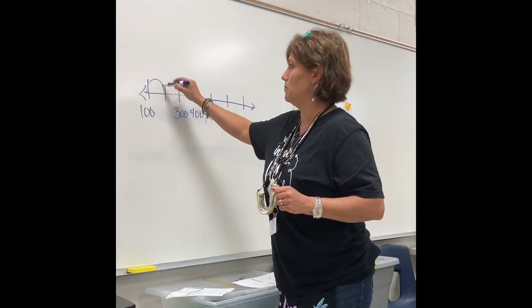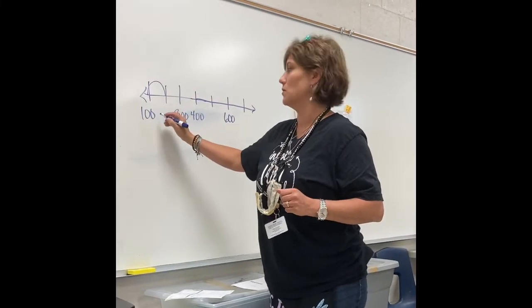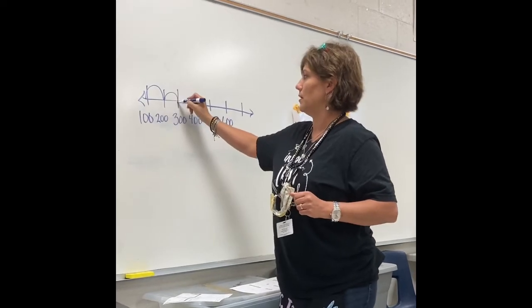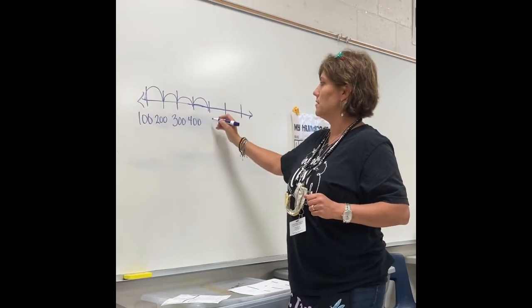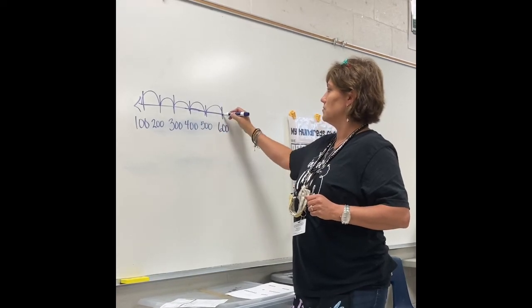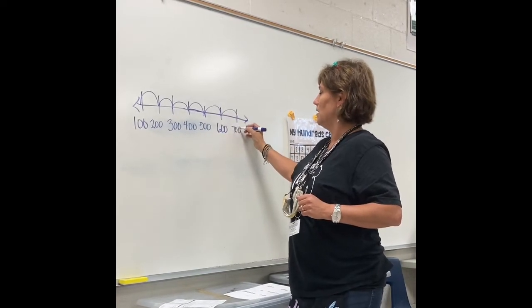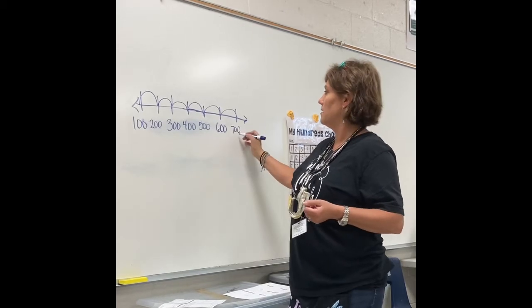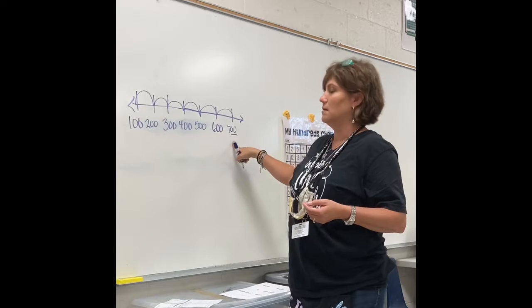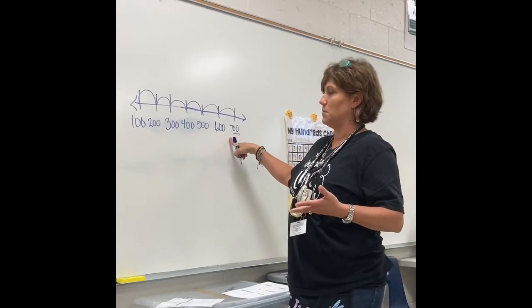When you jump, you're skip counting by the actual hundreds. 100, 200, 300, 400. This next one would be 500, 600, and 700. And you see if it had the same ones and 10s, it wouldn't change at all either. It would just be the hundreds.